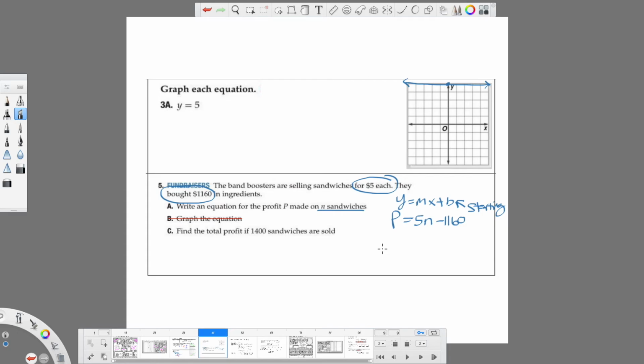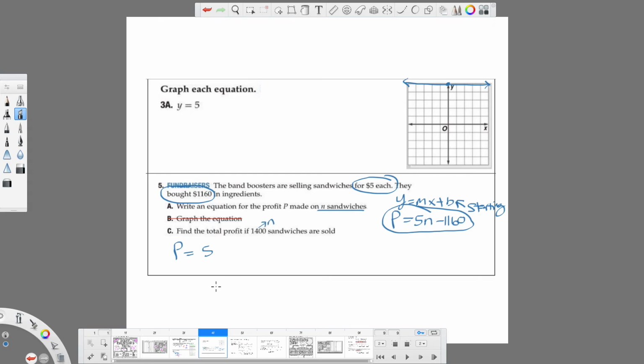If I calculate what I've made, so what I've sold so far, and I subtract what I spent to begin with, that tells me what my profit is. Okay? So here is our equation. We have already built an equation. Happy day. So now we need to find the total profit if 1,400 sandwiches are sold. So we want to know what P equals when N, or the number of sandwiches, is 1,400.